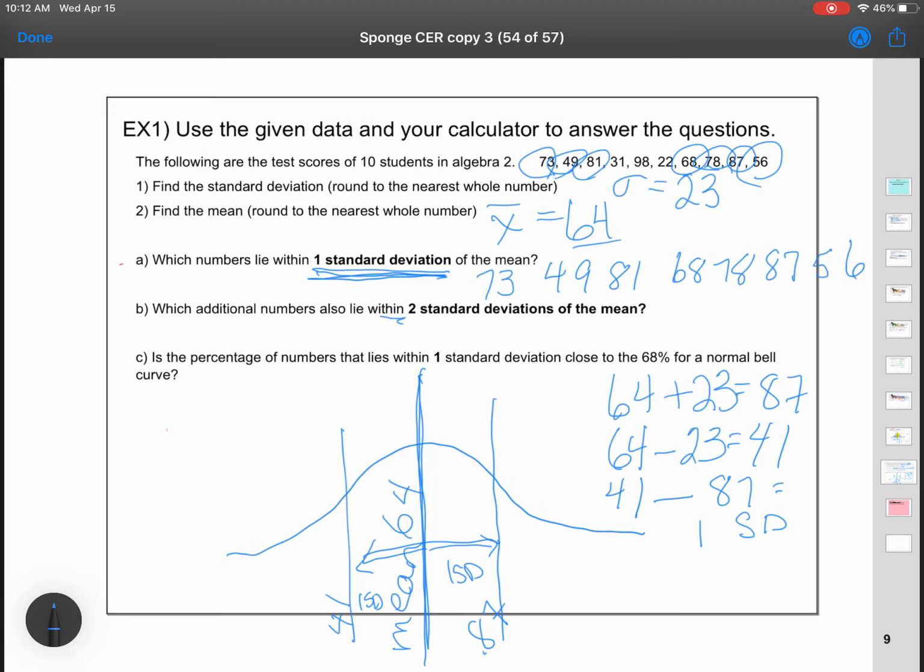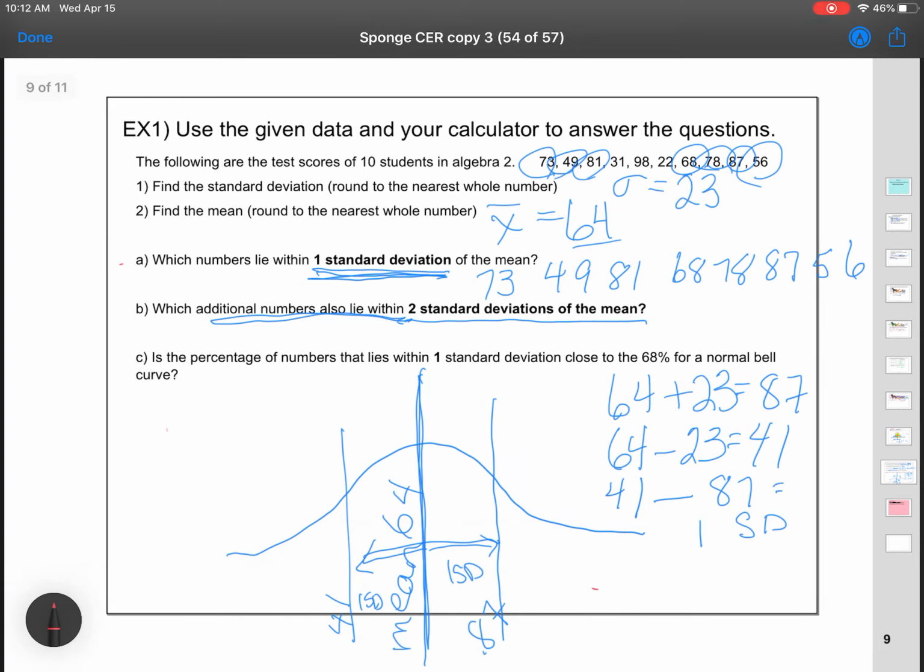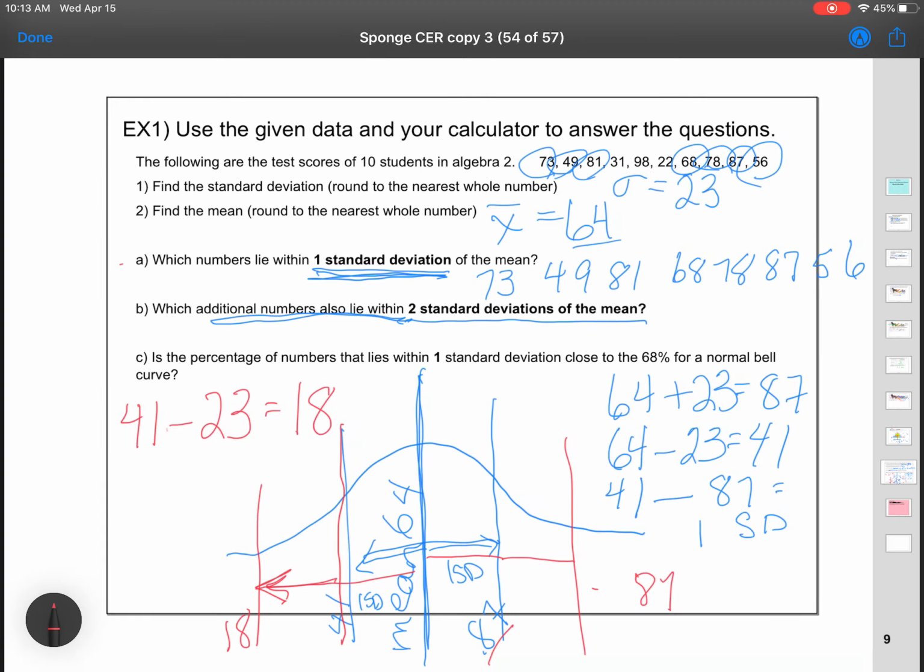And so the second question says, which of the additional numbers that I have up here also lie within 2 standard deviations of the mean? So let's go out 2 times this time, which means that I need to now take this number and subtract away another standard deviation so that I'm 2 away from the mean. Well, I need to take 41 and subtract away another standard deviation of 23. That gives me 18. So right here I'm at 18. If I go 1 more standard deviation away to the right, I need to take my 87 and add another standard deviation to that, which gives me 110. So right here I'm at 110. So between 18 to 110, I am 2 standard deviations away.